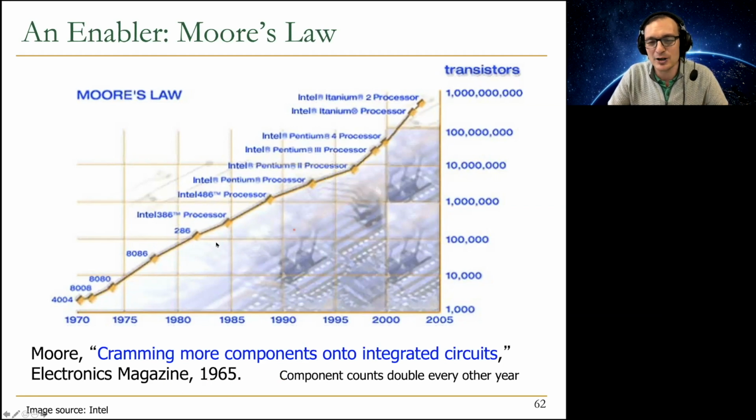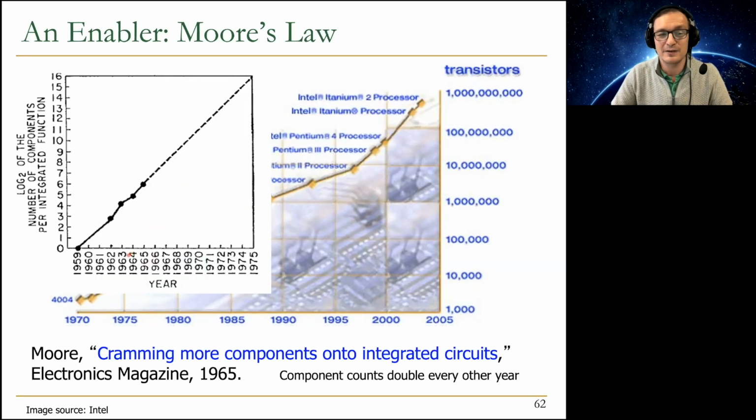Essentially, this is an empirical observation Gordon Moore made in 1965, and he reported it in this paper. Basically, he said that the component counts that we put on a chip or an integrated circuit double every other year. This is exponential growth. Every other year, we get 2x more transistors. And this is a cost-efficient way of improving performance, because now we can cram more transistors inside a given area.